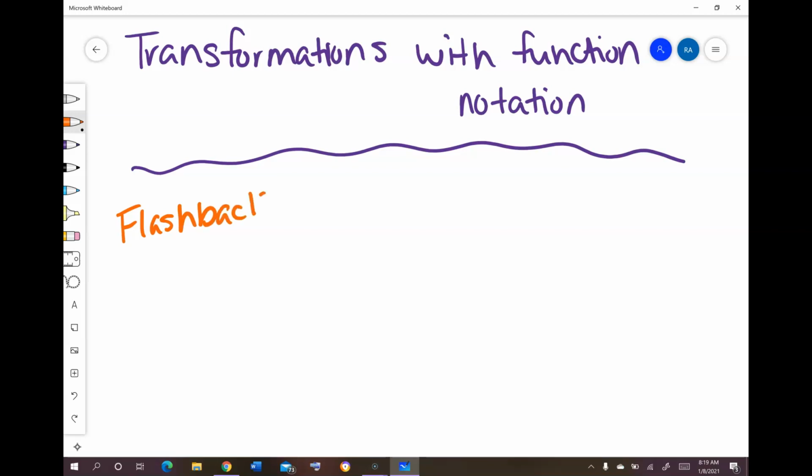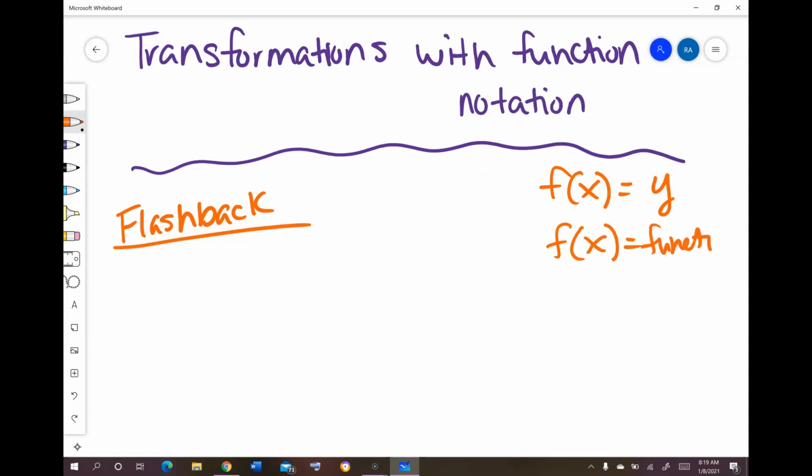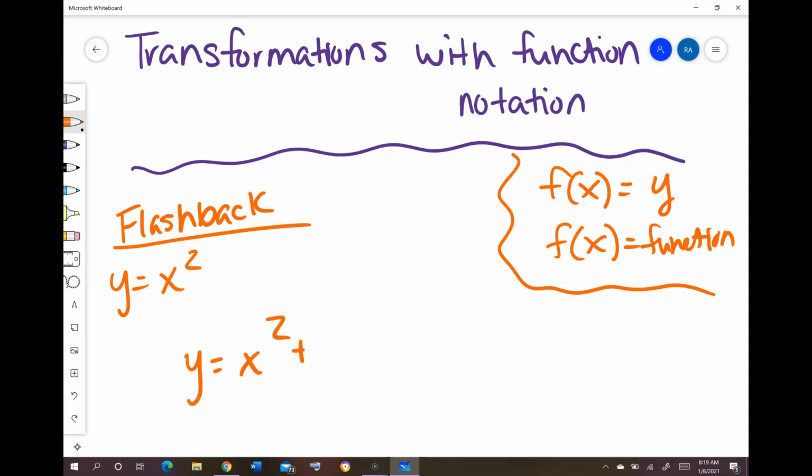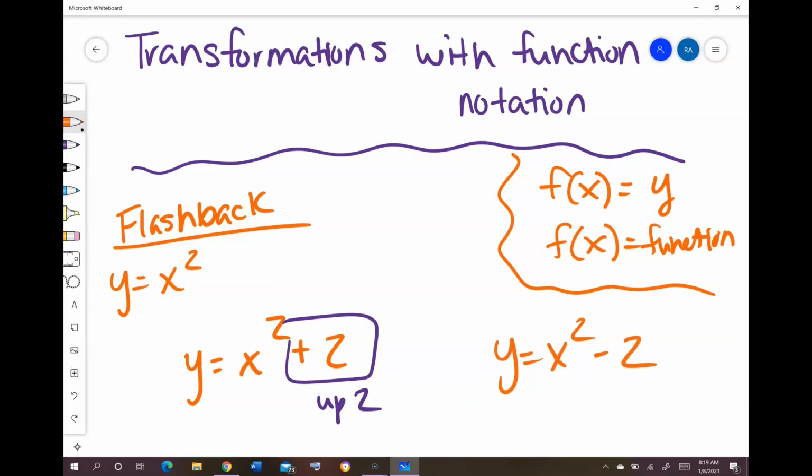Little flashback. So quadratic, we know now that f of x is the same thing as y. F of x just means function, okay? All right, keep that in mind. So you learned y equals x squared. That's quadratic, right? Okay, and you learned some transformations. You'll probably remember as soon as I say them. So like y equals x squared plus 2. You learned in Math 2 that plus 2 meant up 2, okay? And the same thing with y equals x squared minus 2. The minus 2 means you went down 2.